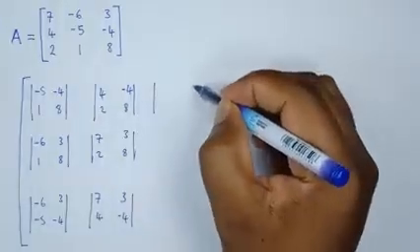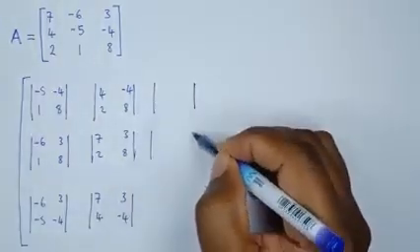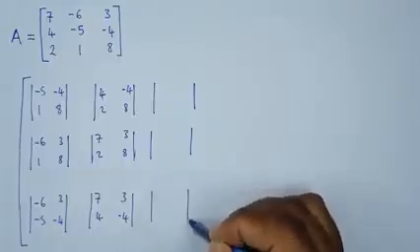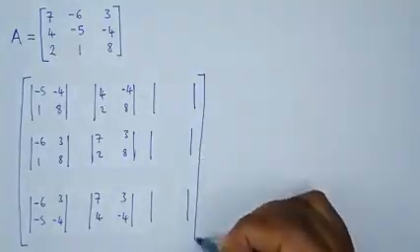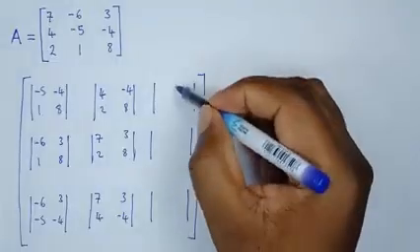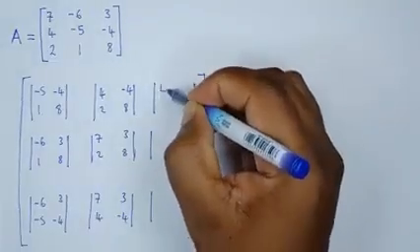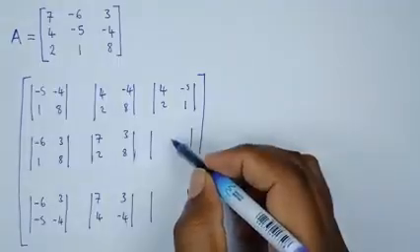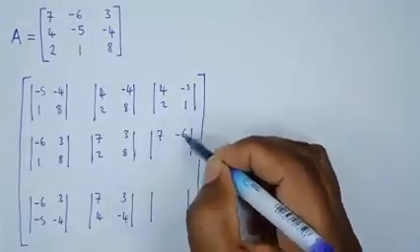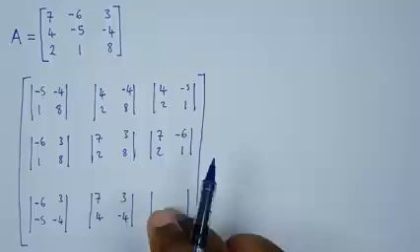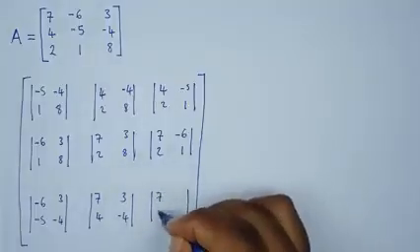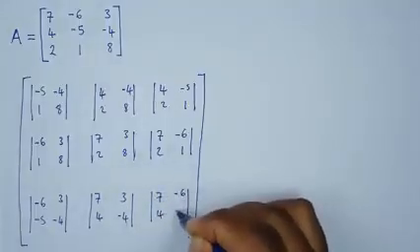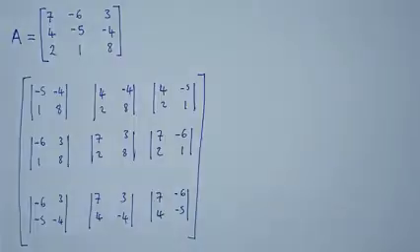Let's include the last column like this. Okay. So the 2 by 2 that will be formed here will be 4, 2, negative 5, 1. At this position, the 2 by 2 formed will be 7, negative 6, 2, 1. At this position, we have 7, 4, negative 6, and negative 5. Okay. So we have filled up everything, and this is what we have.